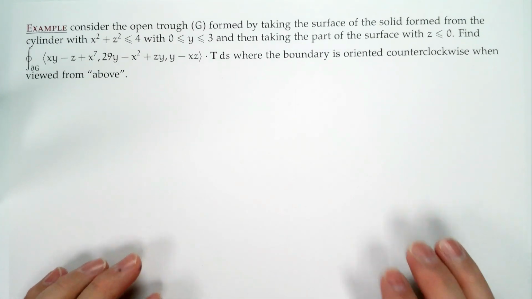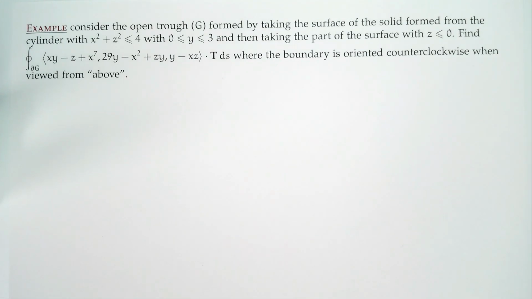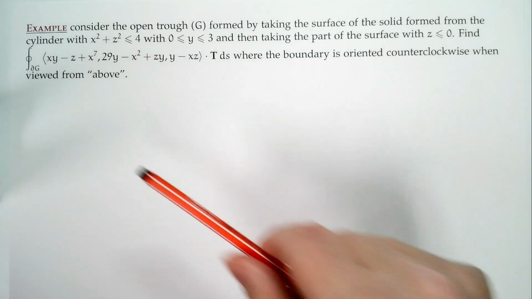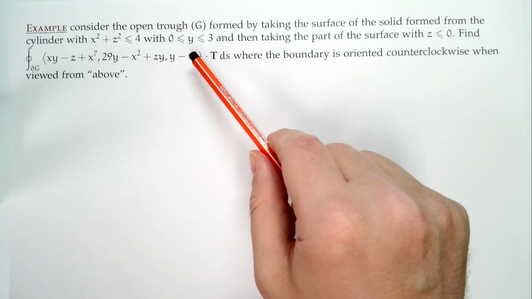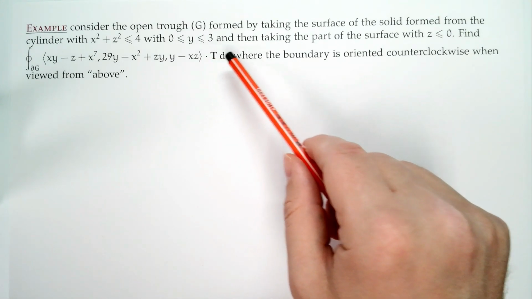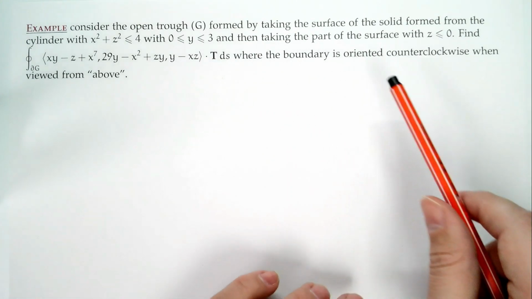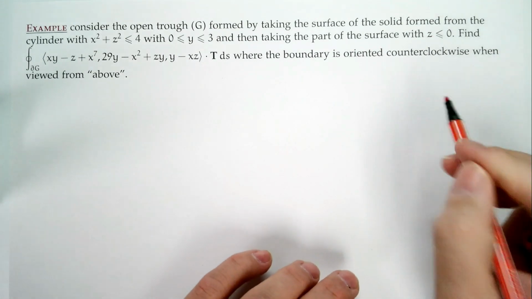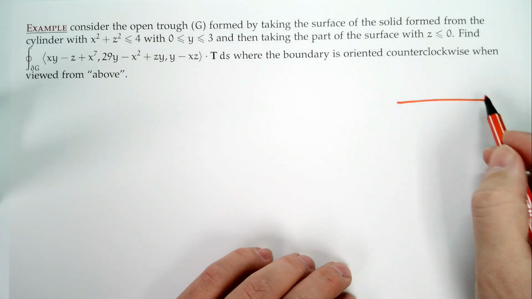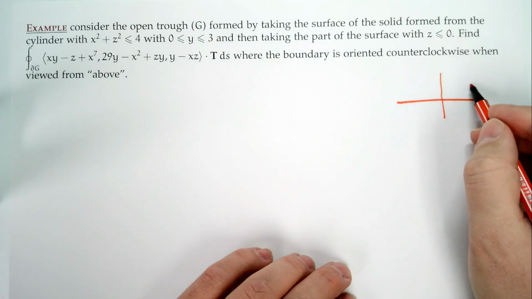Consider the open trough G, formed by taking the surface of the solid formed from the cylinder with x squared plus z squared less than or equal to 4, and 0 less than or equal to y less than or equal to 3, then taking the part of the surface with z less than or equal to 0. Okay, that's a very long way to explain our shape. Let's see if we can figure out what that's saying.